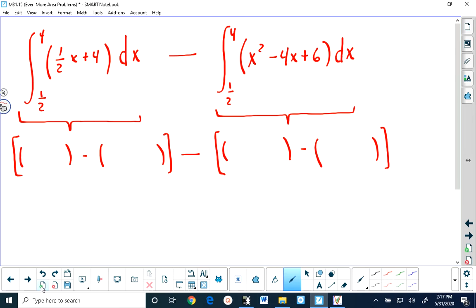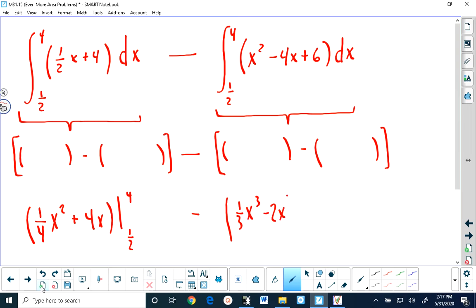So I need to antidifferentiate 1/2 x plus 4. Well, the antiderivative of 1/2 x would be 1/4 x squared, plus the antiderivative of 4 is 4x. And we are going to have to evaluate that from 1/2 to 4. We are also going to have the antiderivative of x squared minus 4x plus 6. That will be 1/3 x cubed minus 2x squared plus 6x. And we are going to need to evaluate that from 1/2 to 4.